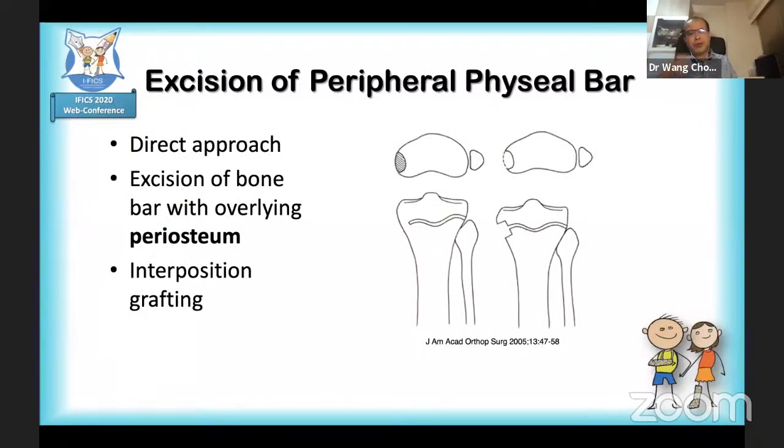For the peripheral physeal bar, it's surgically less demanding. It can be approached directly, but the key point is that you have to excise the bone bar together with the overlying periosteum. The closure of the periosteum will actually result in reformation of the bone bar, and the gap should be filled up with an interposition graft.